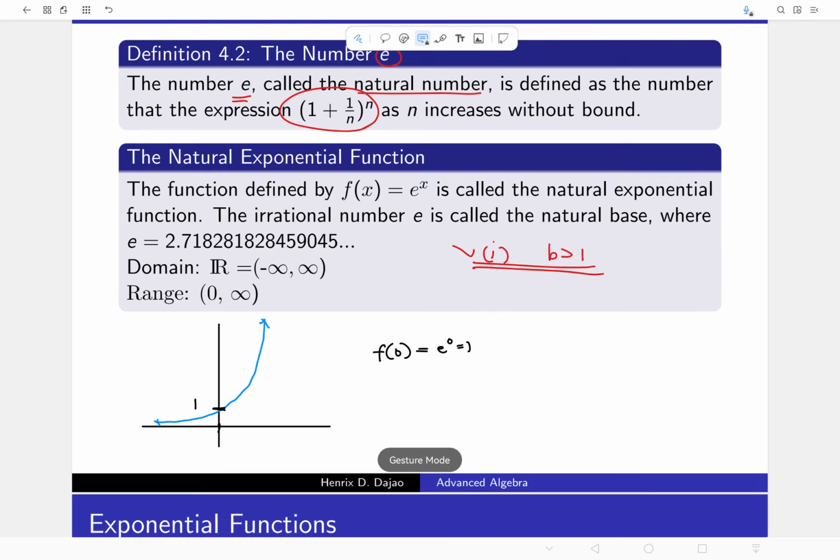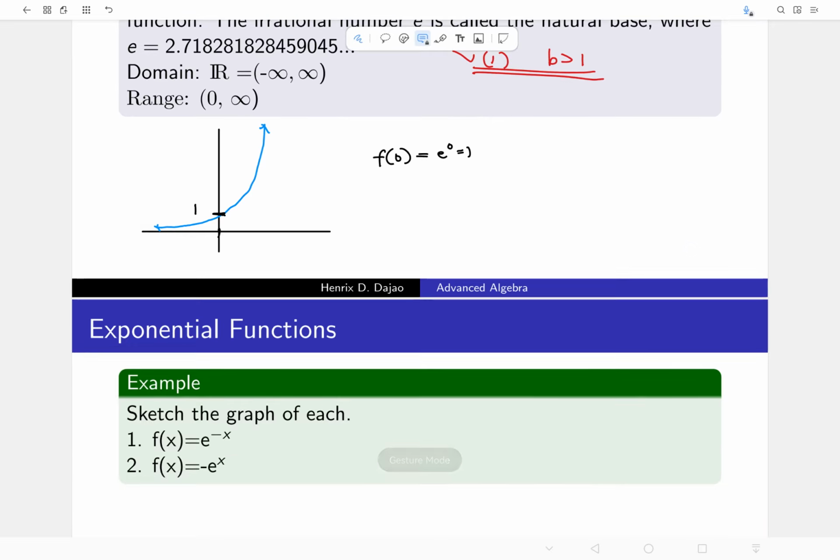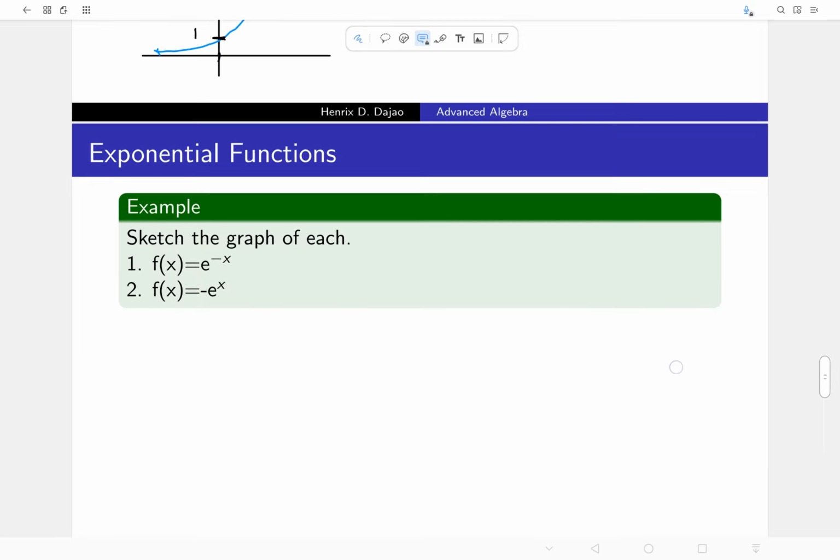Okay, so that's the graph. Now let's try to sketch the graph of each function defined by number 1, f of x equals e raised to negative x. So as you can see, the x here is negative.